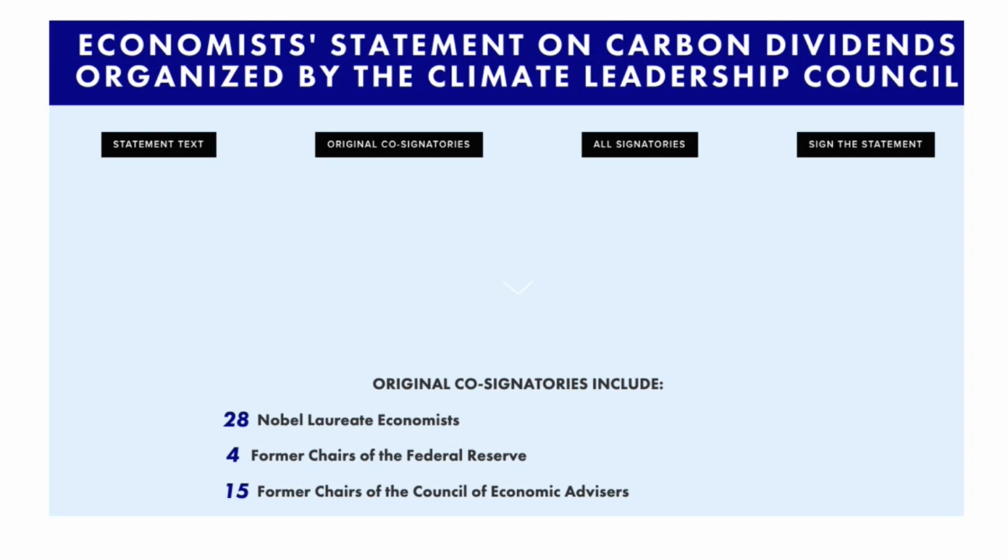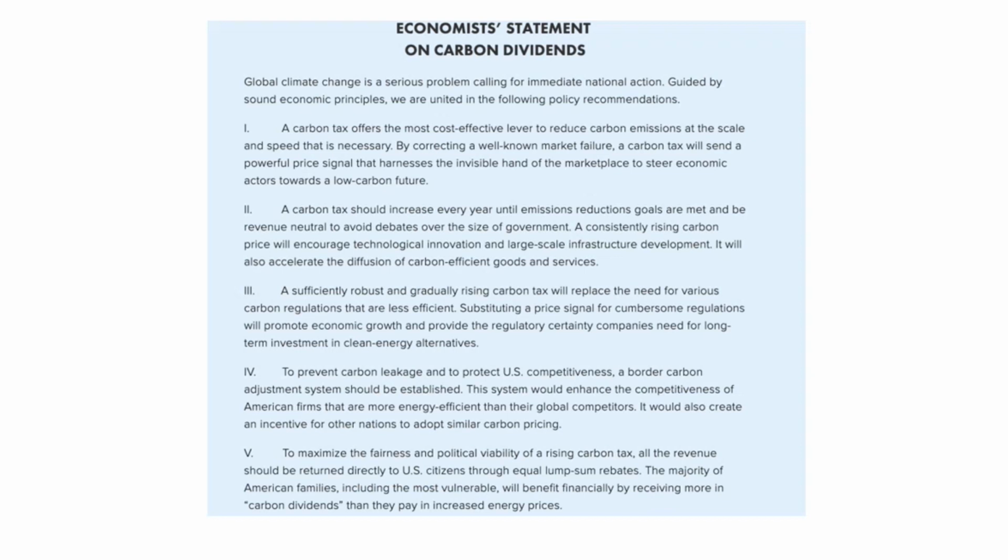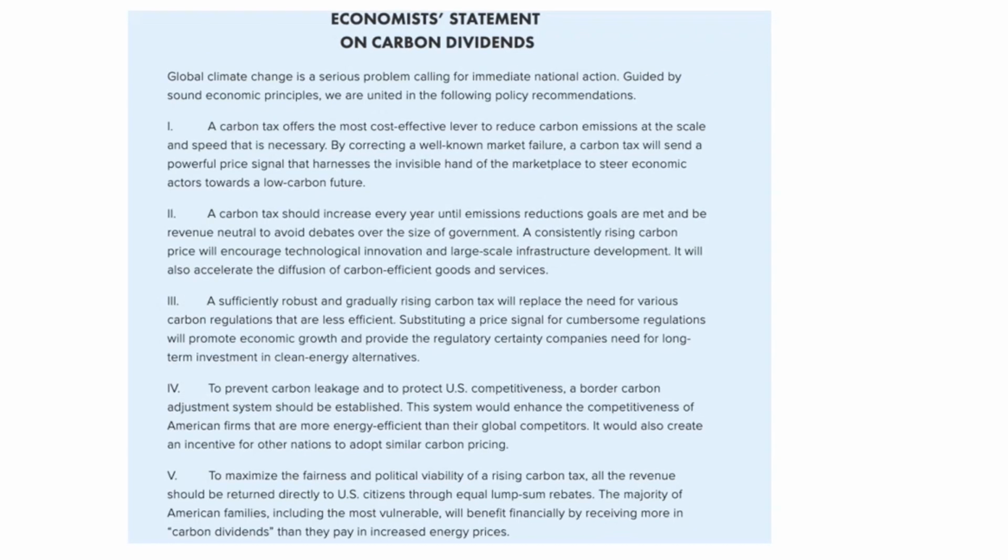You also notice that in the year 2019, the Nobel Prize in Economics was awarded. Part of the Nobel Prize in Economics was awarded to an economist whose work was on the use of economics to inform climate change policy. Now, what did this statement say? So in slide 15, we see that among the things they commit to is a carbon tax offers the most cost-effective lever to reduce carbon emissions at the scale and speed that is necessary.